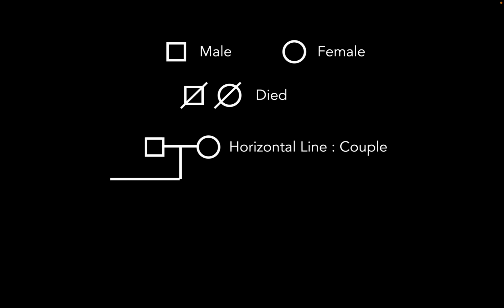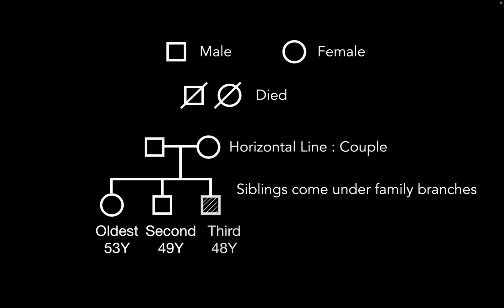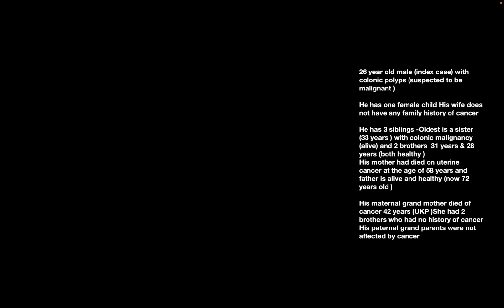The vertical lines indicate children, and the siblings come under these family branches. Now, generally, the oldest sibling is to the left, and as we move to the right, it is the youngest sibling. When there are cross striations or the box is filled by these diagonal lines, it indicates that the individual is affected by the disease or the trait. Now, with this background, let's move on to an illustrative case.